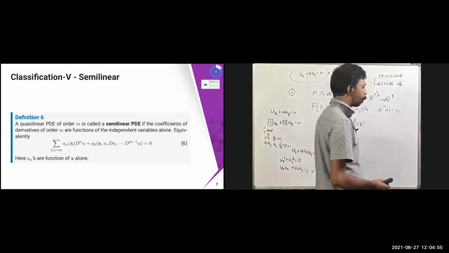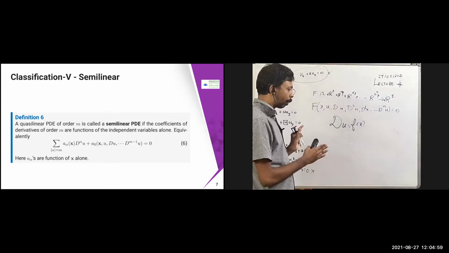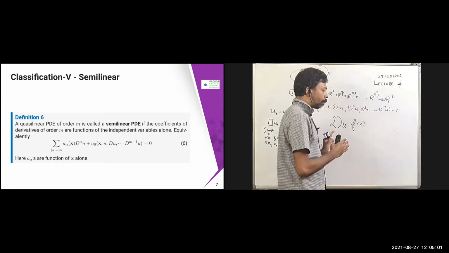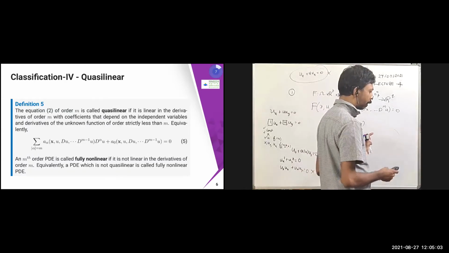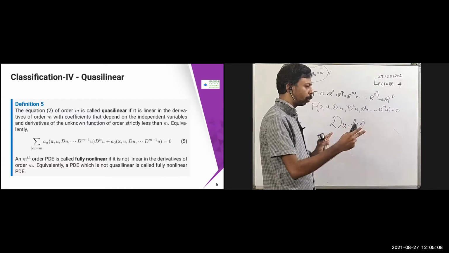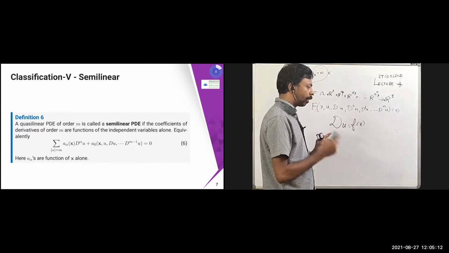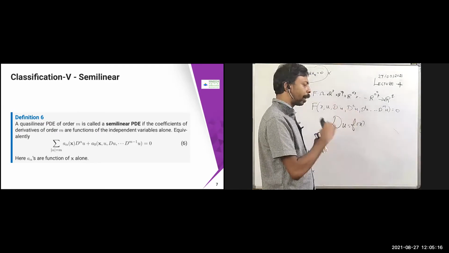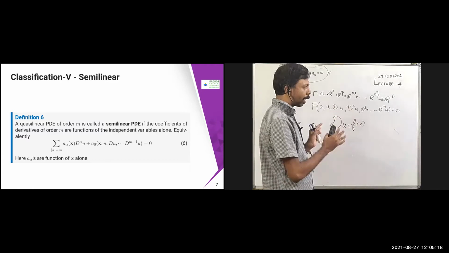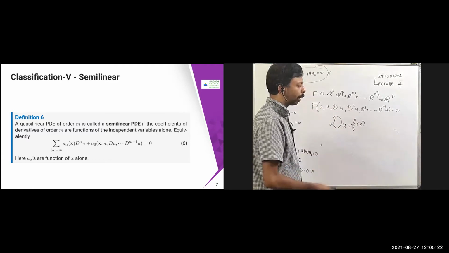So next one, semi-linear PDE. In this case, I'm just taking the same kind of thing. In semi-linear PDE, I'm just saying a_alpha(x). So here the difference is that in the quasi-linear case, a_alpha can be a function of x, u, and the derivatives up to order m minus 1, meaning the previous derivatives can be there. Whereas in semi-linear PDE, it should be a function of x alone. The remaining things can be functions of u and its derivatives. Meaning the highest order derivative, which I'm checking, whose coefficient should be a function of x alone. Then in that case, we say semi-linear PDE.